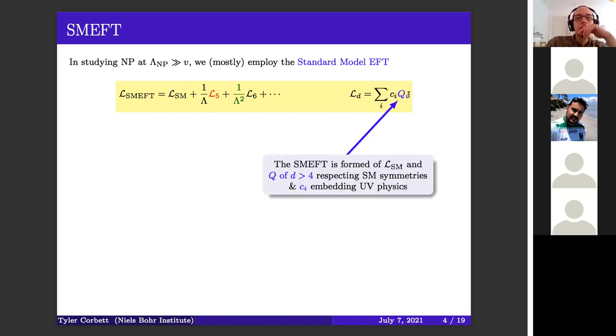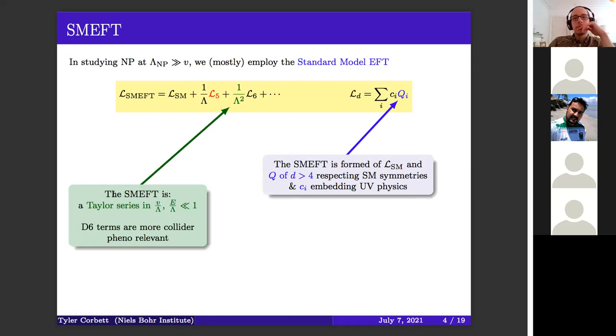Basically, we've got a bunch of new operators at any given dimension. This coefficient C is called a Wilson coefficient. You sum over these and you try to study your low energy physics and constrain new physics. This standard model EFT is really a Taylor series in either the electroweak scale over the heavy mass scale or the energy of your process over the heavy mass scale. And as long as these quantities stay much less than 1, you have a well-defined quantum field theory.